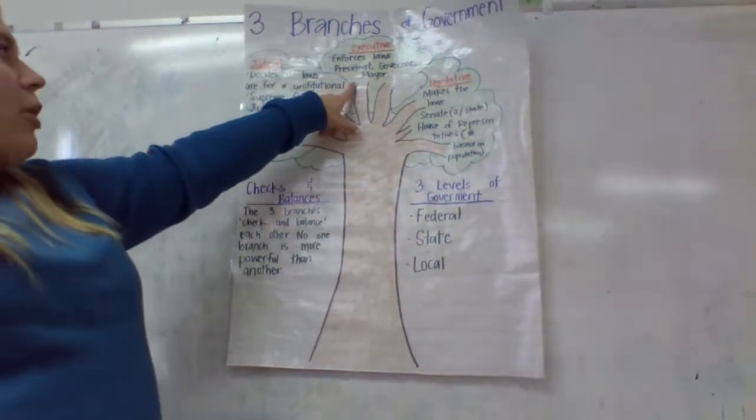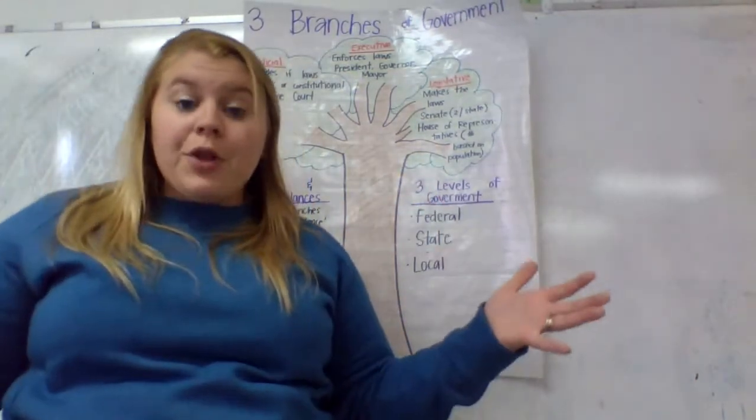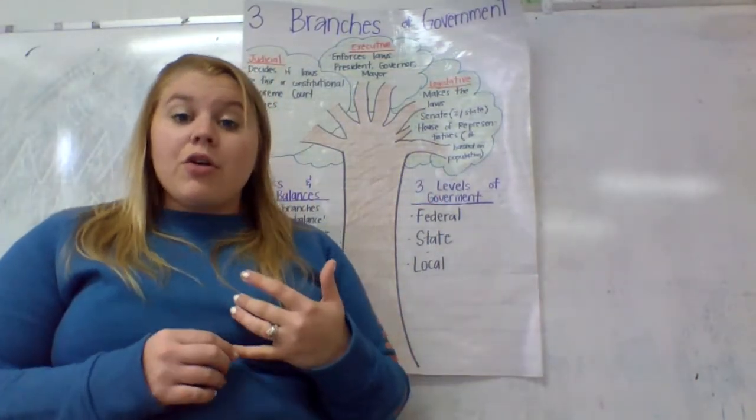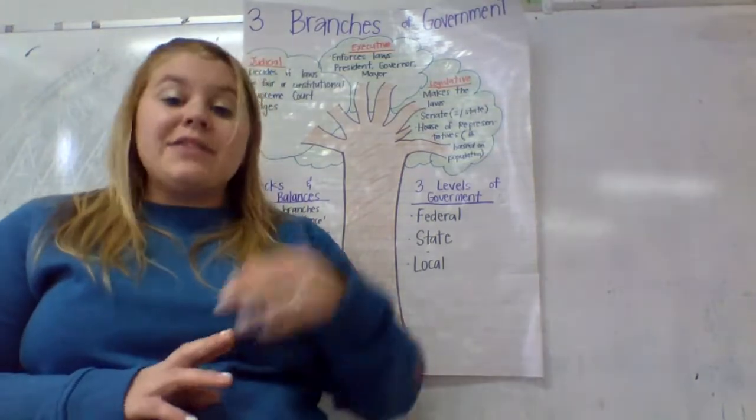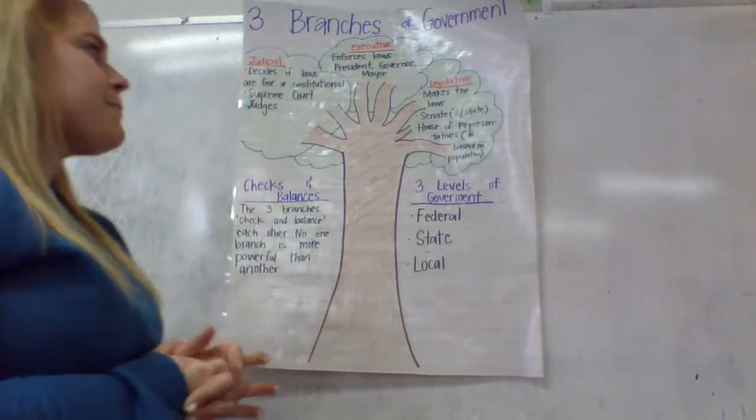The executive branch, they enforce the laws. So they're the ones who put the laws into play. At the federal level, that's our president. At the state level, that would be our governor. And at the local level, that would be our mayor.